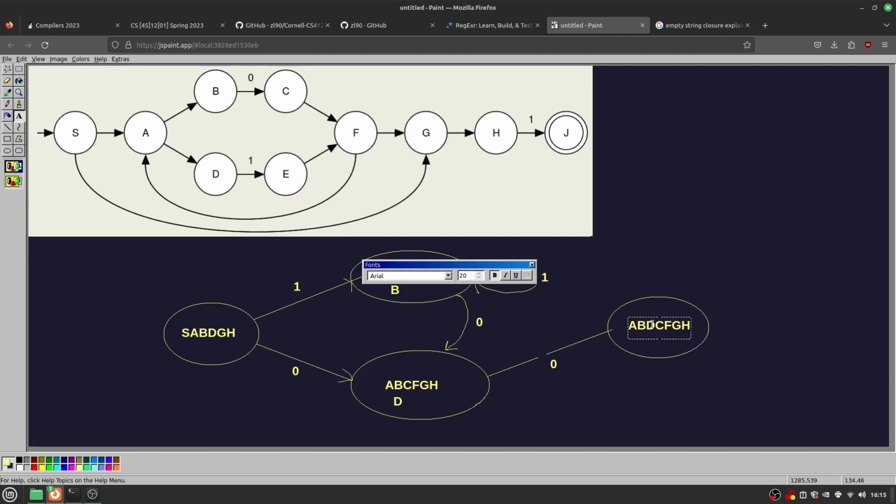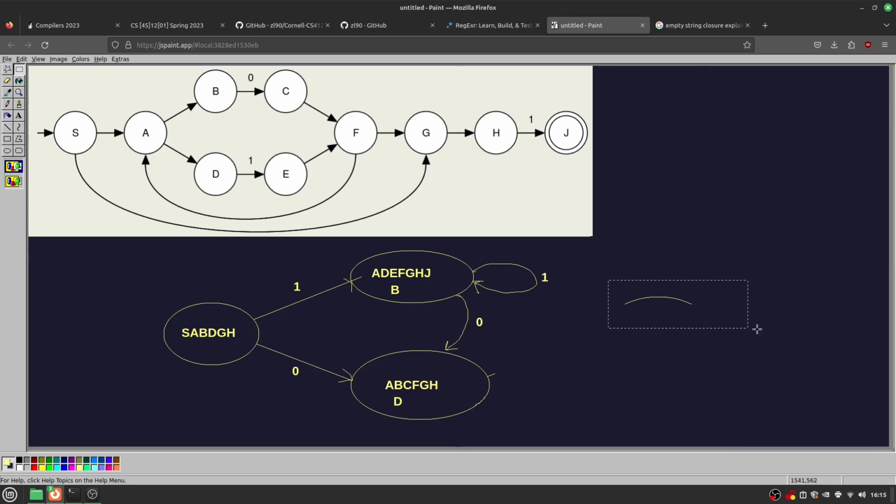We can't get to J for sure. From G, we cannot get to J with a 0. H cannot get to a J with a 0. So, ABD, CFGH, ABD, CFGH is the same as itself. So we can delete it.